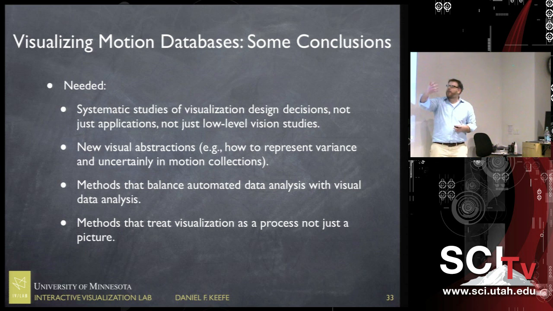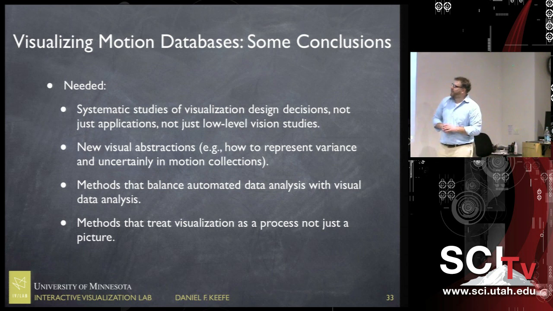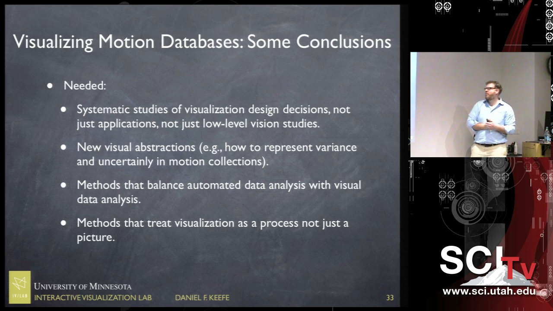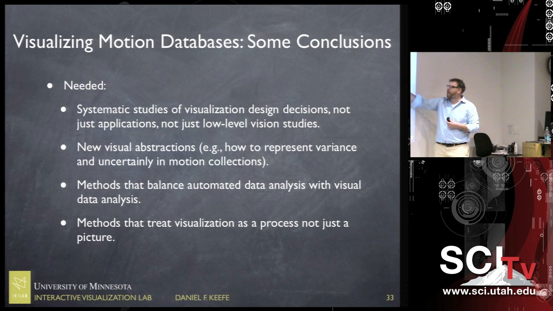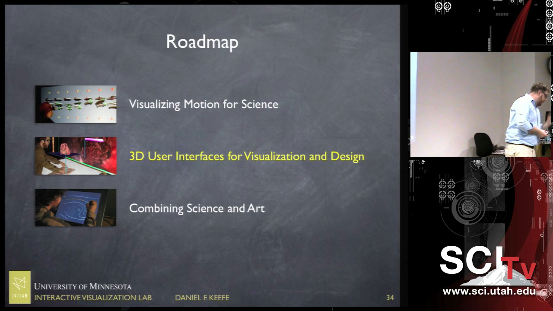When we get to the point of creating applications, I think it's very important that we have some new visual abstractions. We need to know how to represent variance and uncertainty. I know this is something you guys are really thinking about, but it's super important as applied to motion, because that's what allows us to scale from this single picture to really looking at a collection, which is what scientists really need. What we've started to work toward is methods that balance automated data analysis with visual data analysis to combine the best of both worlds, and methods that treat visualization as a process, not just a picture. So that's where we start getting into some of these interactive techniques, and that's what I want to talk about next.